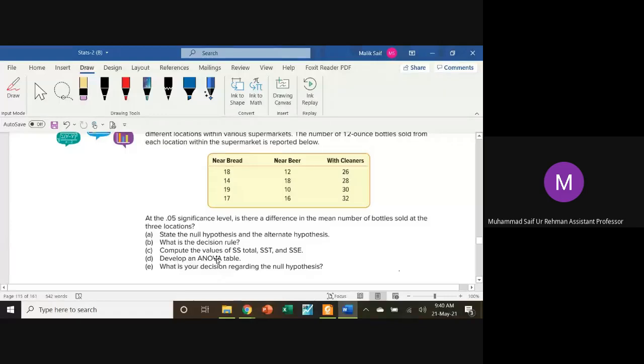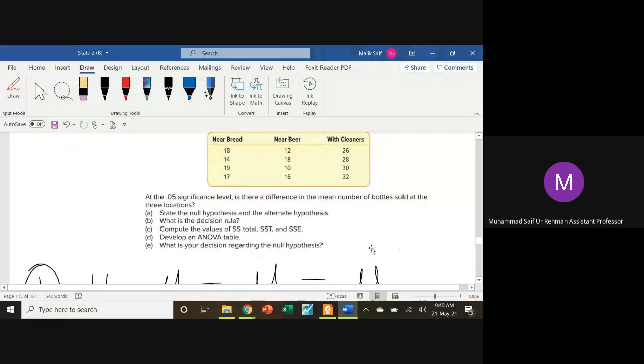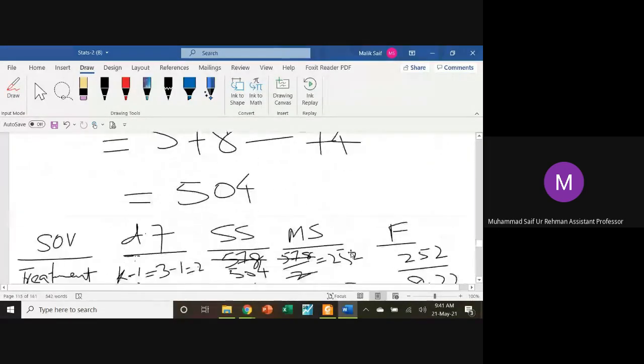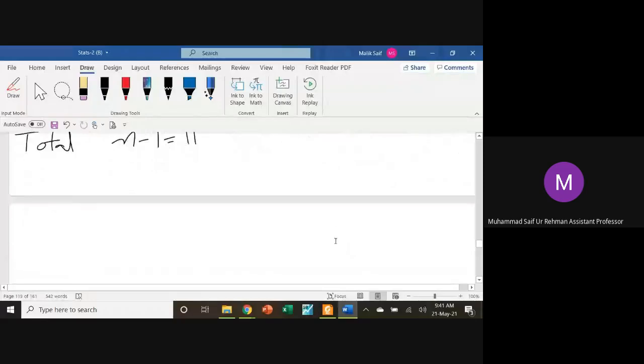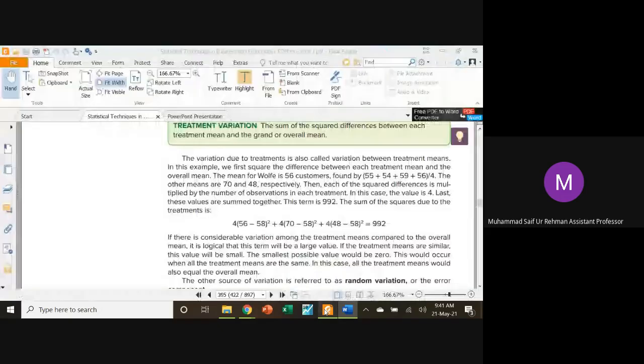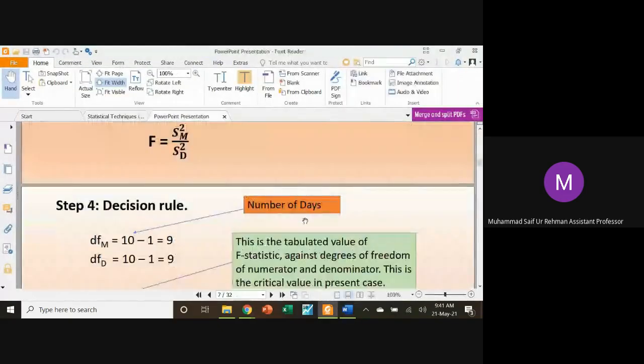Okay, so develop an ANOVA table. We have developed it. You will develop the ANOVA table in this way. And what is your decision regarding the null hypothesis? You will say we would reject H naught. So this is one way of solving the question. The other way is slightly different, and you can also use that to find out the answer. So let us see the PowerPoint presentation.